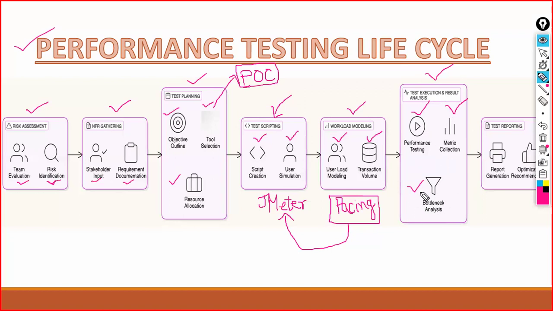And finally, after identifying the bottlenecks and resolving those issues, if everything is good, then we'll go for the test reporting stage, wherein we are going to provide our final report to the client. And also if any other optimizations are required, we are going to inform that to the client. So this is what, on a high level, we are going to do as a part of this performance testing life cycle.